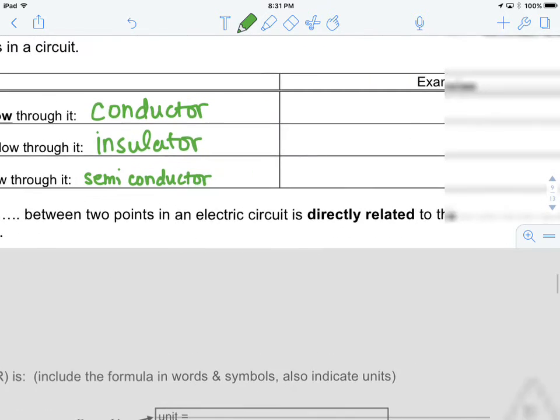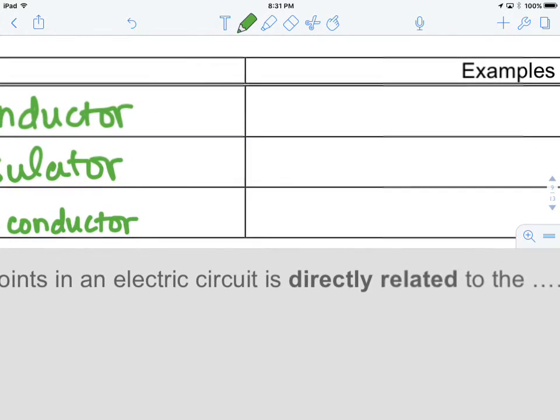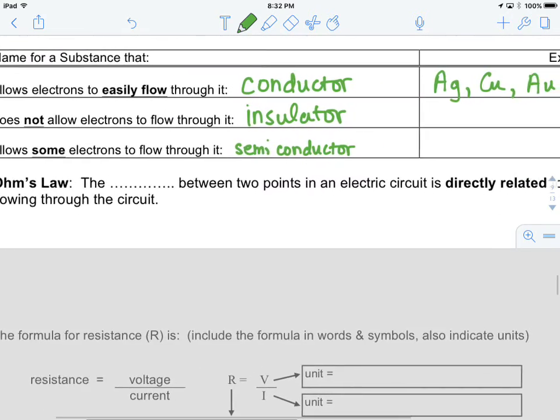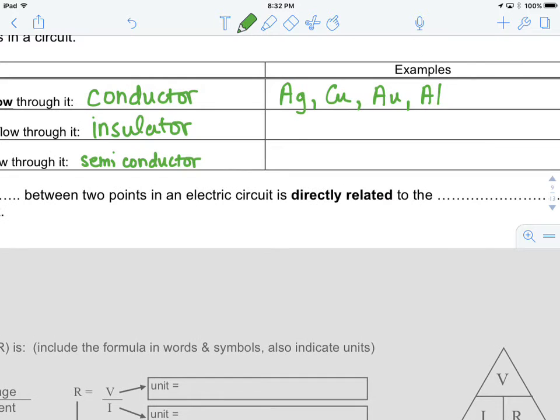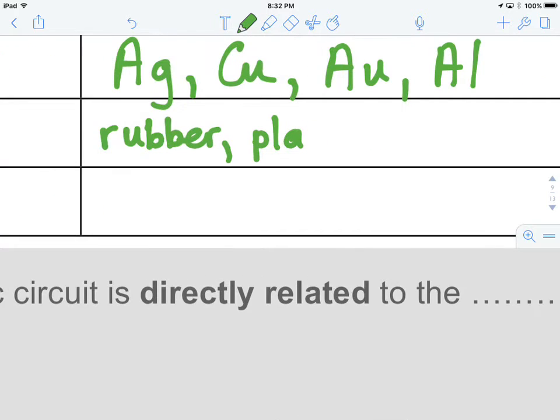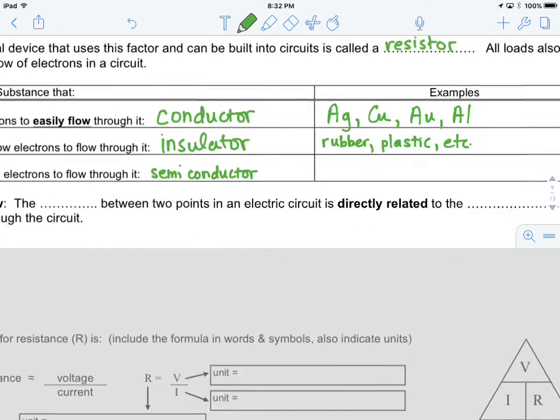So some examples of conductors, we know this well. Silver, copper, gold, and aluminum would be kind of four classic examples of really good conductors. Insulators, we know this almost as well when we talked about static electricity. Rubber, plastic, like polyvinyl, etc. So these are some examples of insulators.